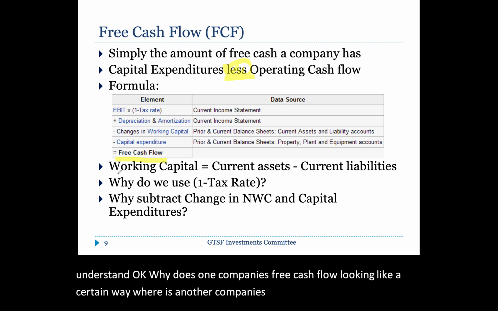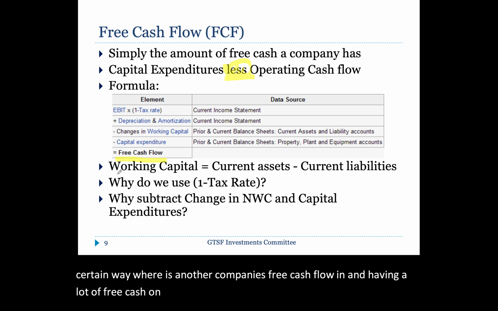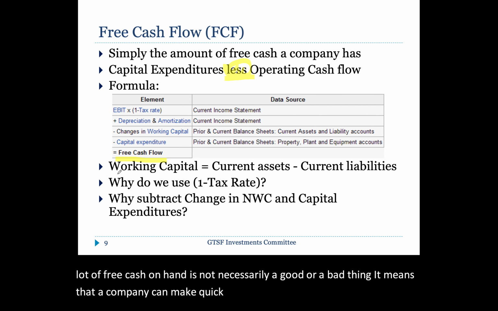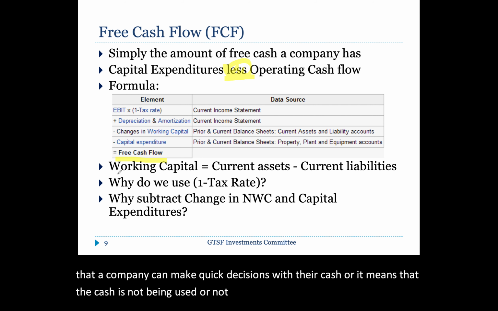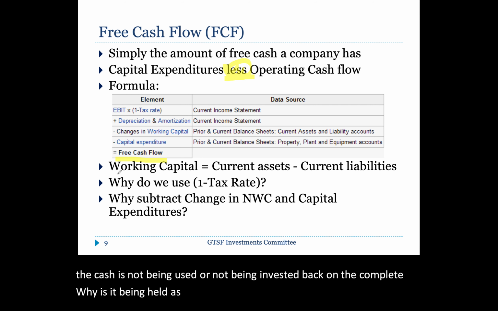And having a lot of free cash on hand is not necessarily a good or a bad thing. It means that a company can make quick decisions with their cash, or it means that the cash is not being used or not being invested back in the company. And why is it being held as free cash and not as an investment?